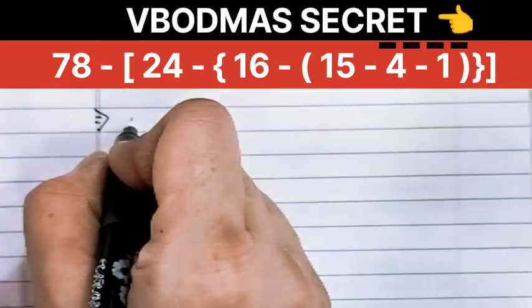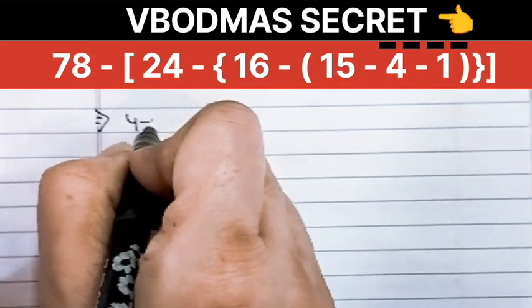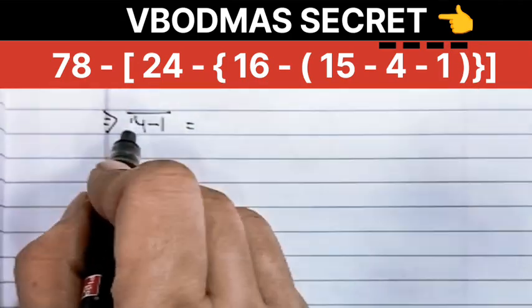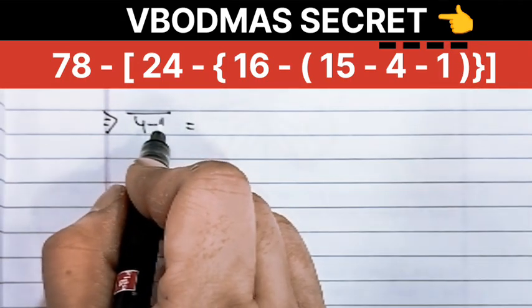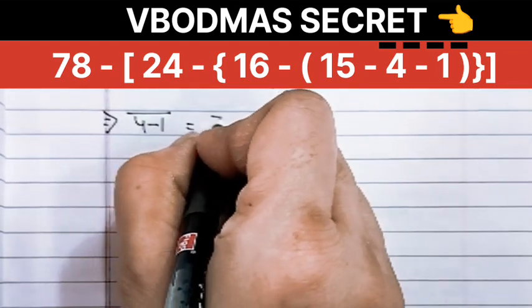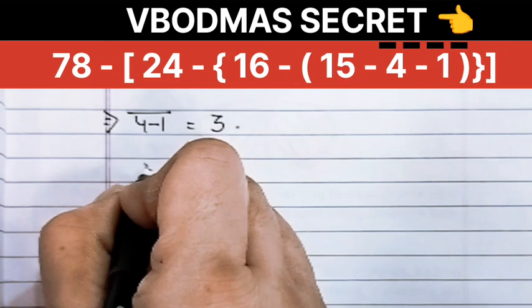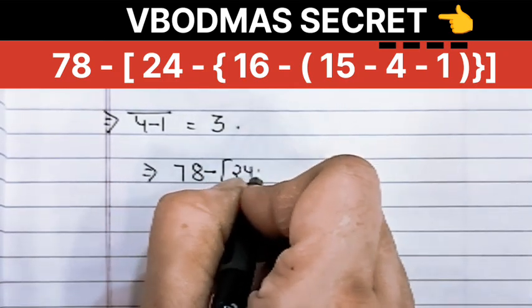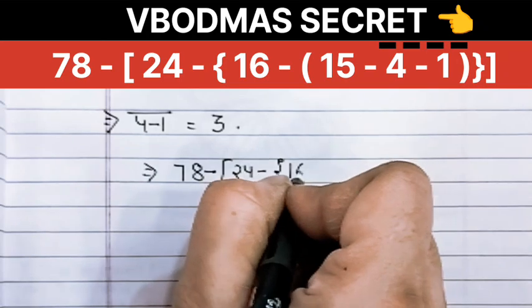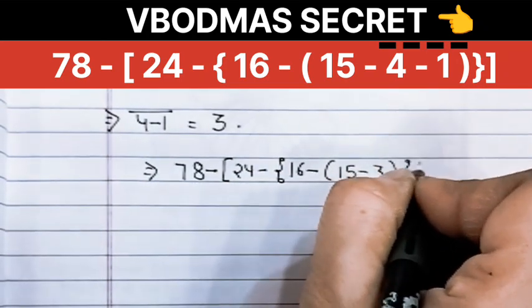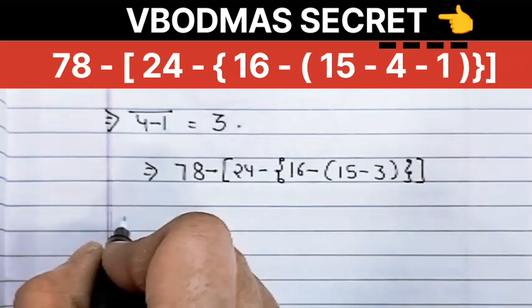So first we solve the vinculum bar, 4 minus 1. The horizontal line over the numbers indicates it must be calculated before anything else inside the parenthesis. So the answer will be 3. Now the expression becomes 78 minus [24 minus {16 minus (15 minus 3)}]. Step 2.